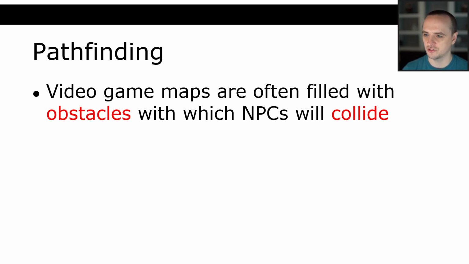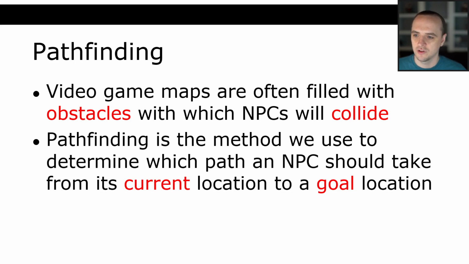They want them to be interesting for the player to play. And so oftentimes there are walls, there are other characters, there's a cactus or something, there's lava, and you've got to go around those things. And so you've got to calculate that. So pathfinding is the method that we use to determine which path an NPC should take to get from its current location to a desired goal location, right?